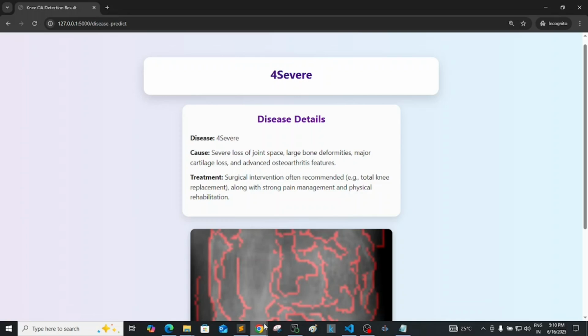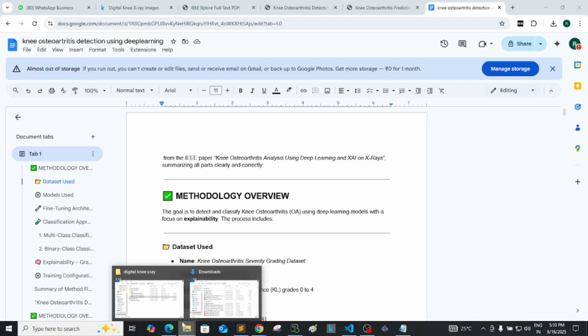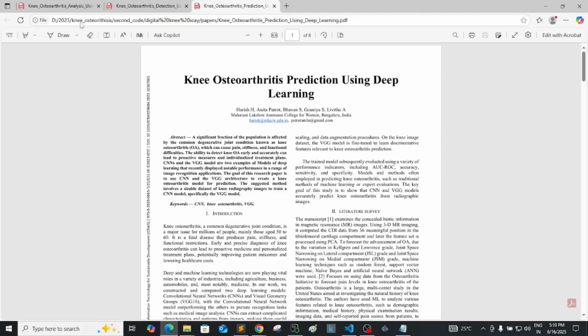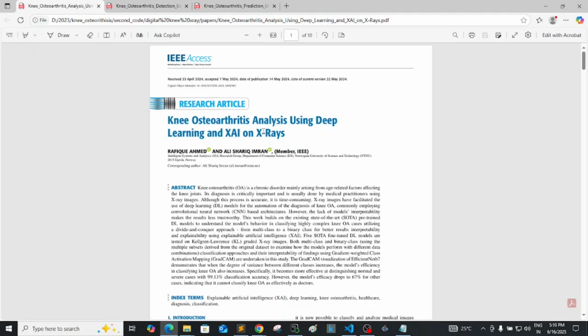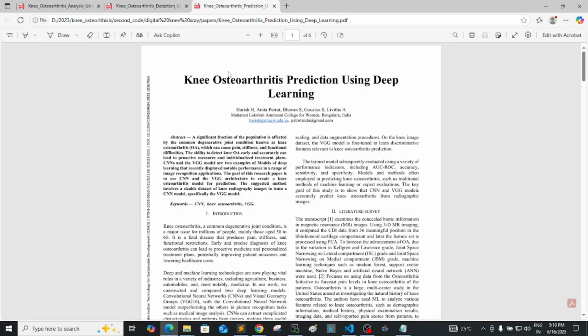So now we'll discuss this project. For this project we went through three different papers. All of them are IEEE papers. We open them here. The first paper is Knee Osteoarthritis analysis using deep learning and explainable AI on X-ray images. The next paper is Knee osteoarthritis detection using deep feature-based convolutional neural network. And the third paper is Knee osteoarthritis prediction using deep learning. All these three papers, we will go through them one by one.